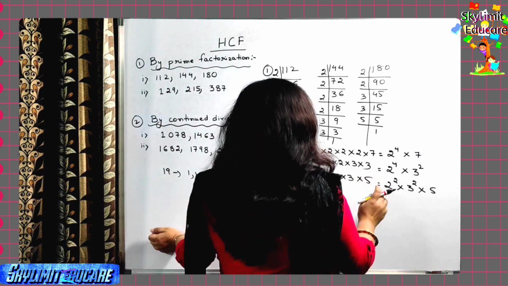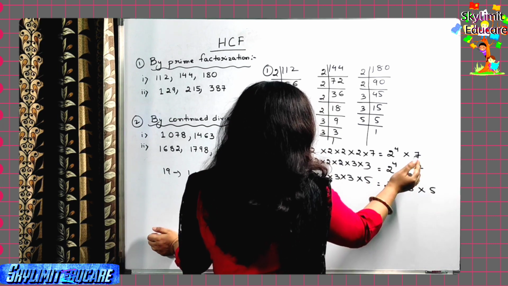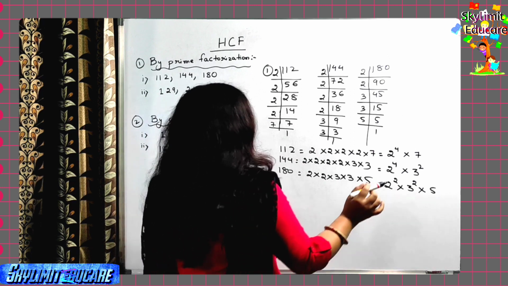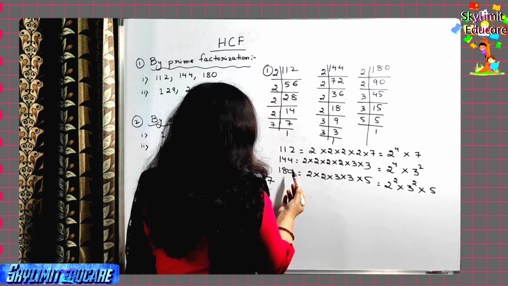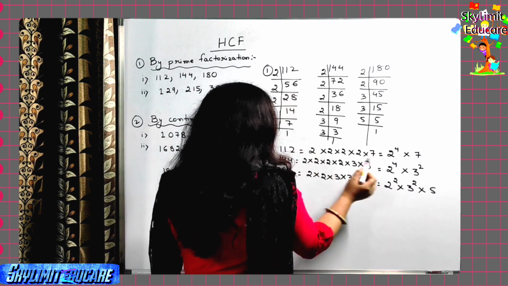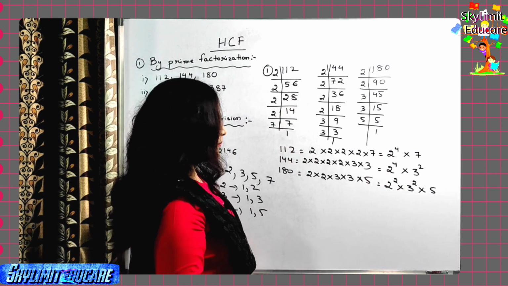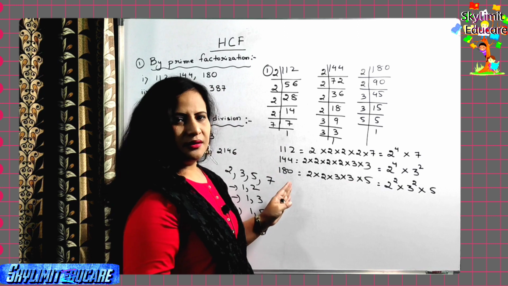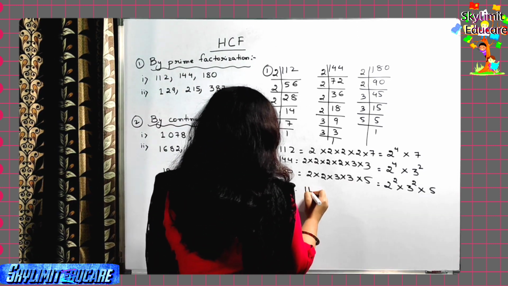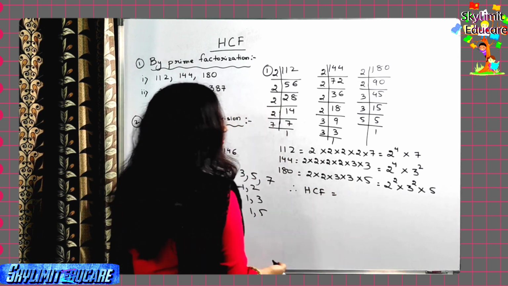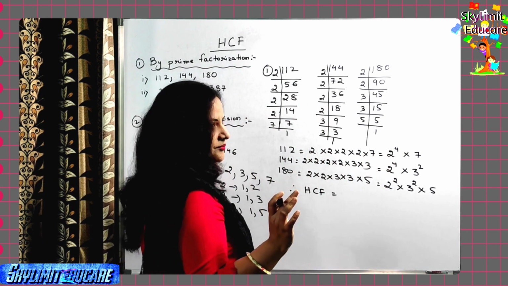Now what I'm going to do, students, is just find the number which is common to all. You can see here 7 is not there in all, so it is not a common factor. Clear? Then 3 also is not a common factor, because only 144 and 180 have 3, but 112 doesn't have 3. But 2 is common to all the 3. 2 is the prime factor which is common to all the 3 given numbers, right? So therefore, HCF will be equal to, just choose the 2 which has the lowest power.